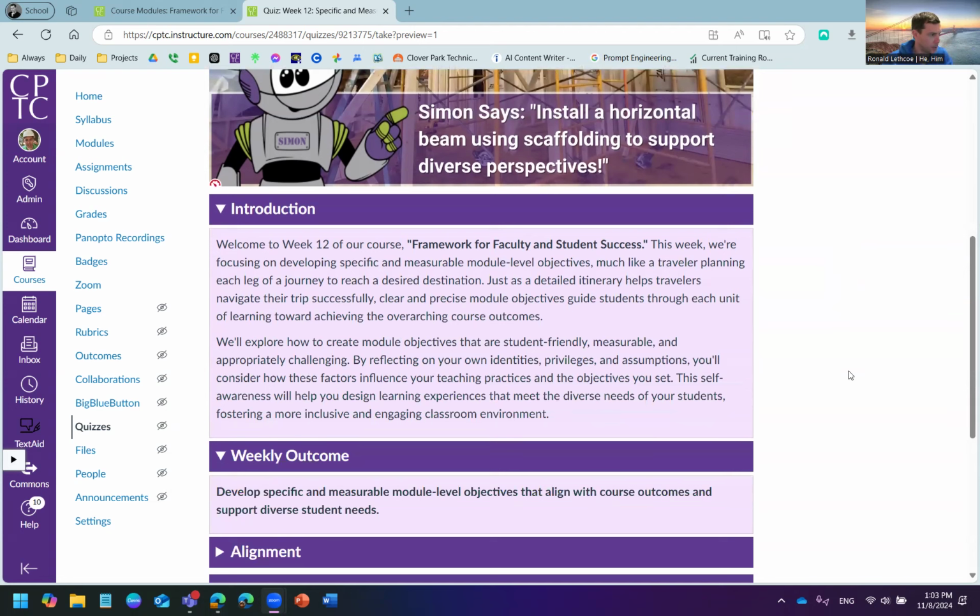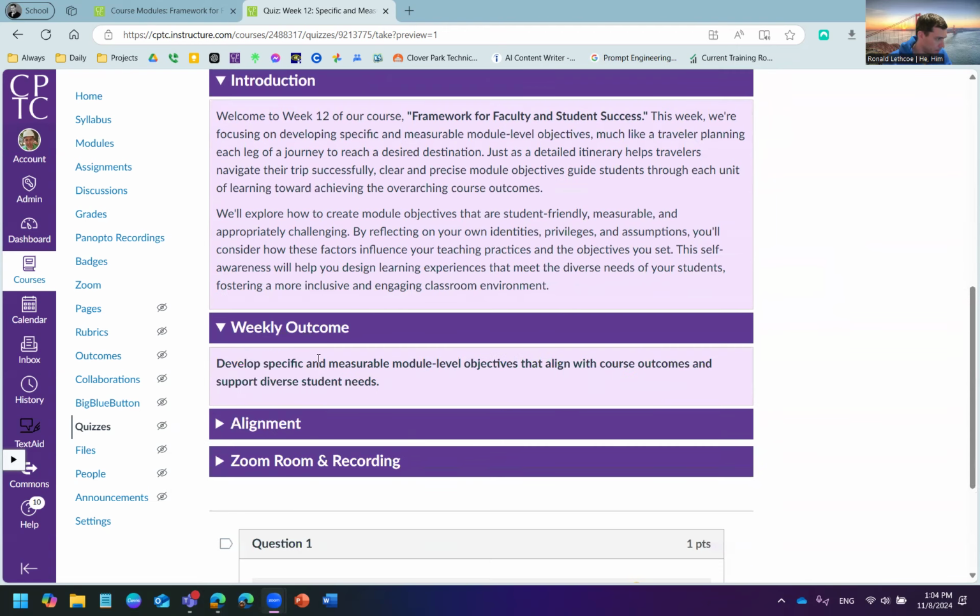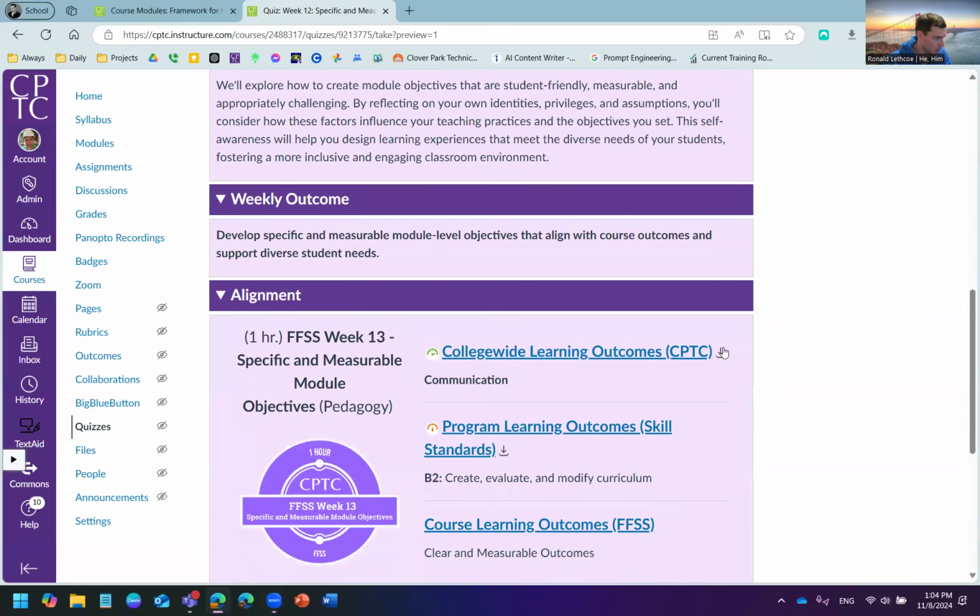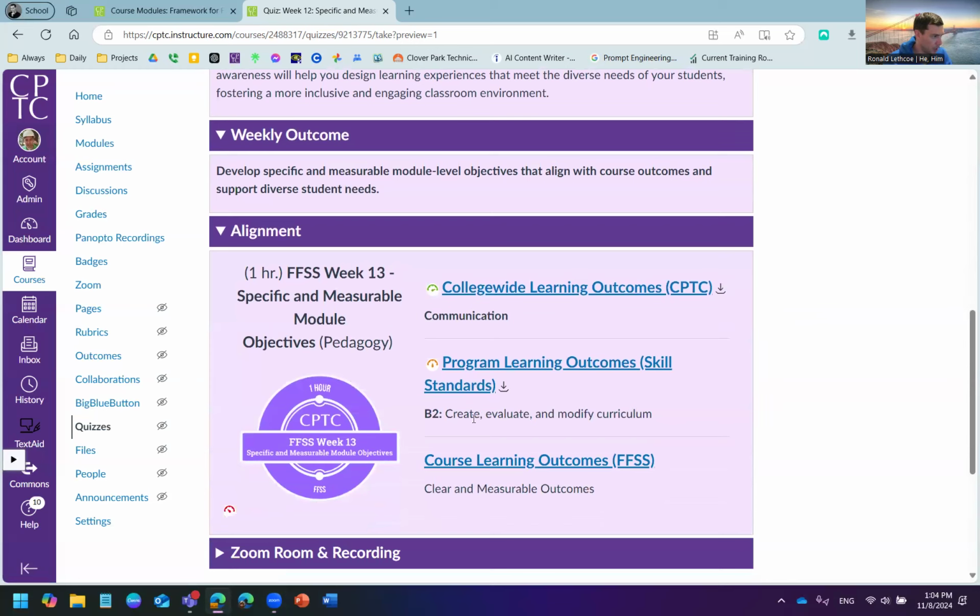So this week we're continuing on with our focus on specific measurable module level objectives and how they relate to our outcomes: specific and measurable module level objectives that align with the course outcomes and support diverse student needs. Our alignment here, we're focusing on communication and, for the skill standards, creating, evaluating, and modifying curriculum.